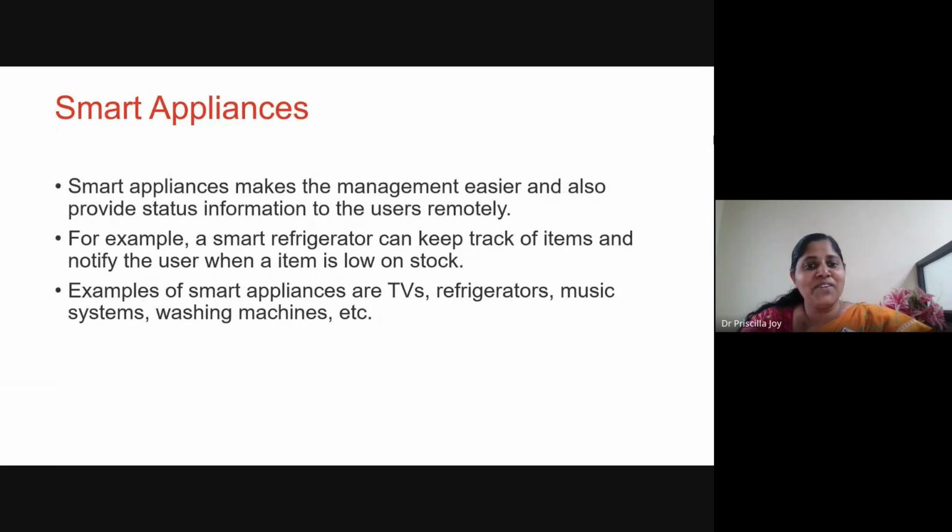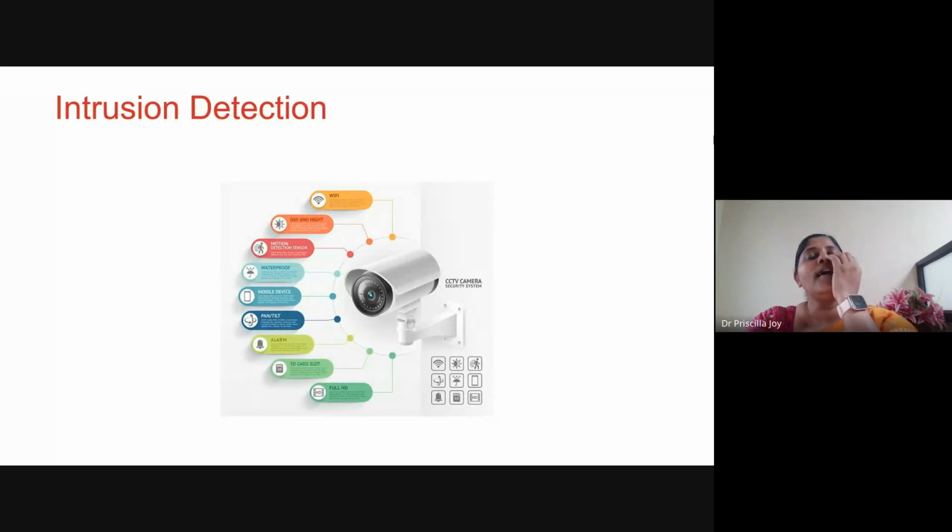We'll be having smart appliances like TV, refrigerators, music systems, and washing machines. In all such cases, we'll have many sensors fitted to them, and with the help of the internet, we'll be communicating with them. Okay. And the other one when we use home automation is intrusion detection.